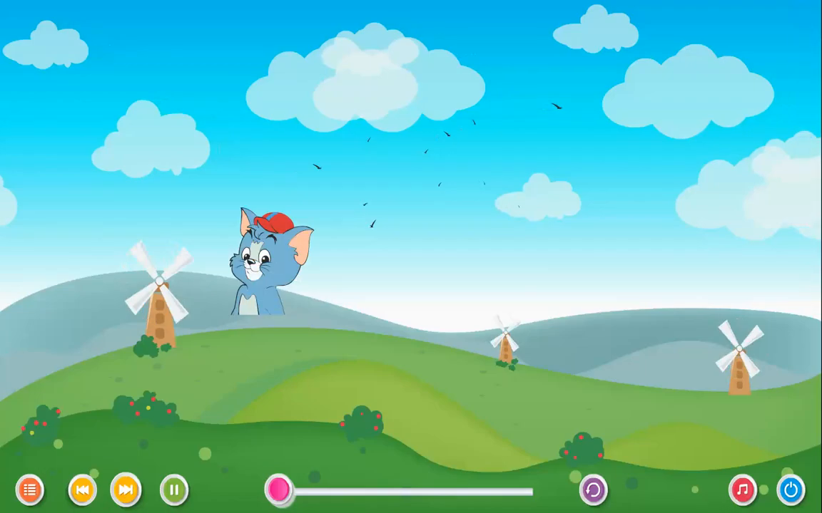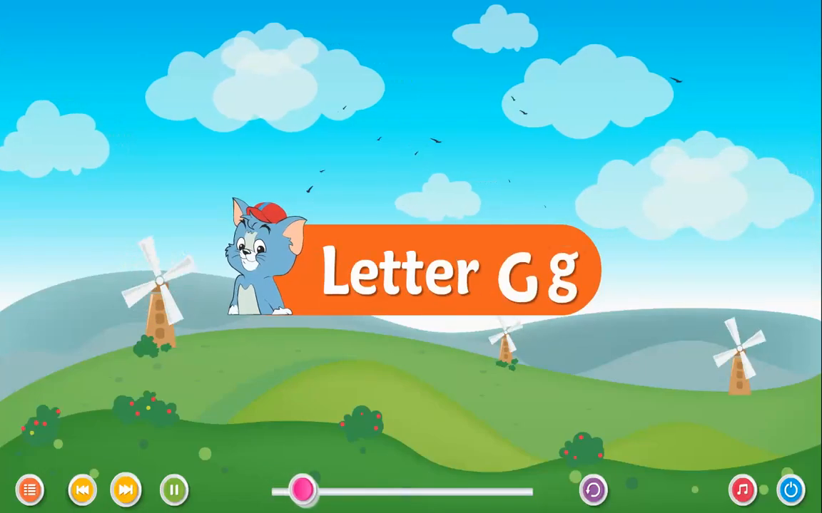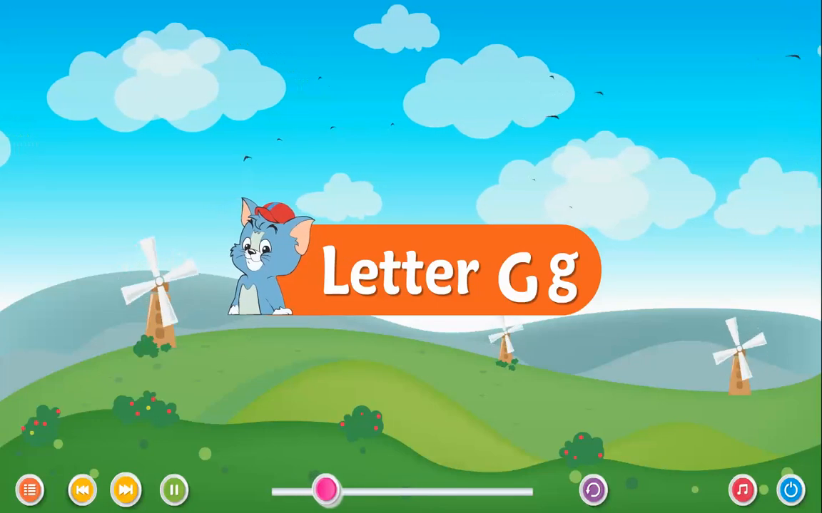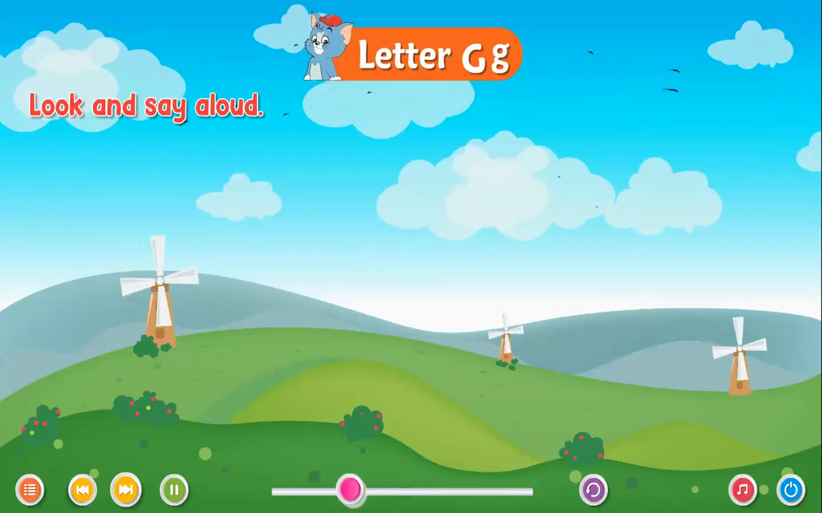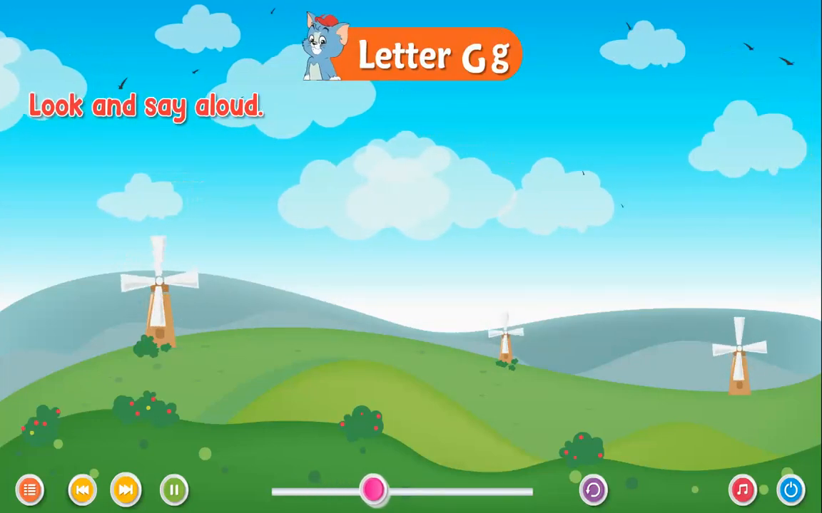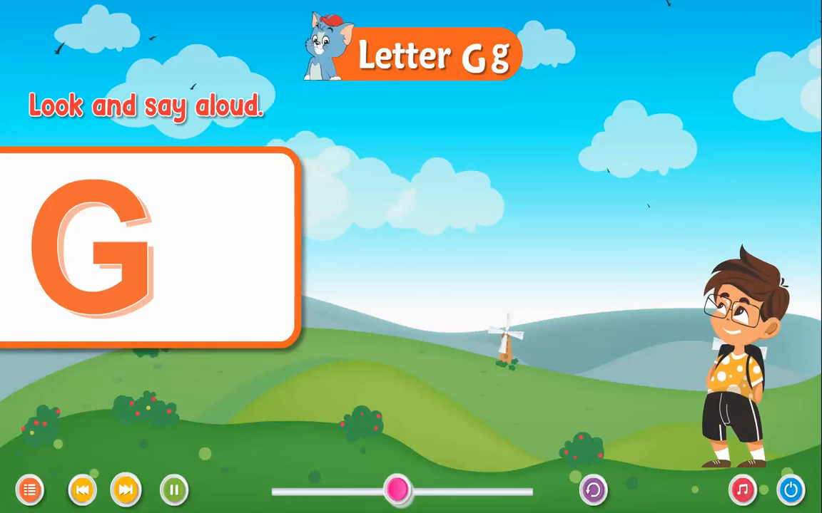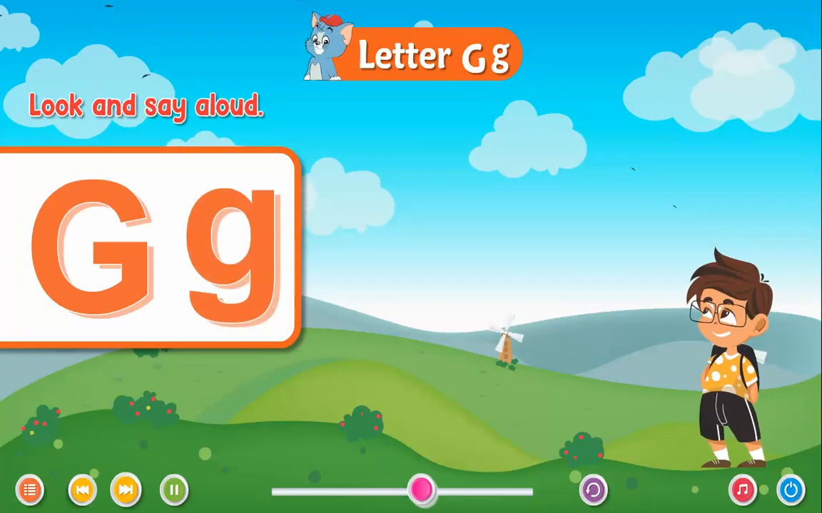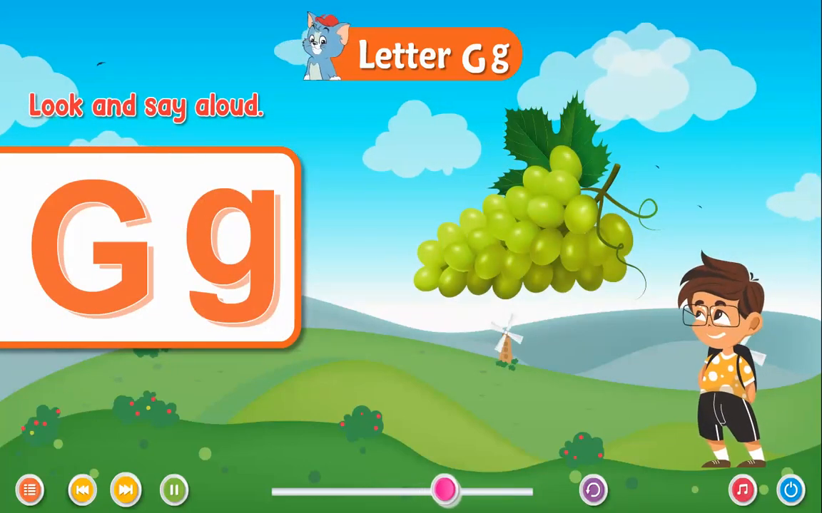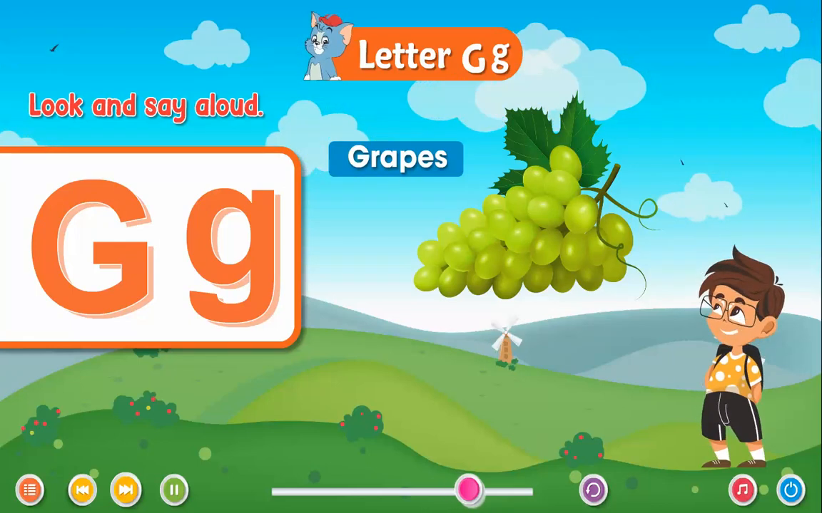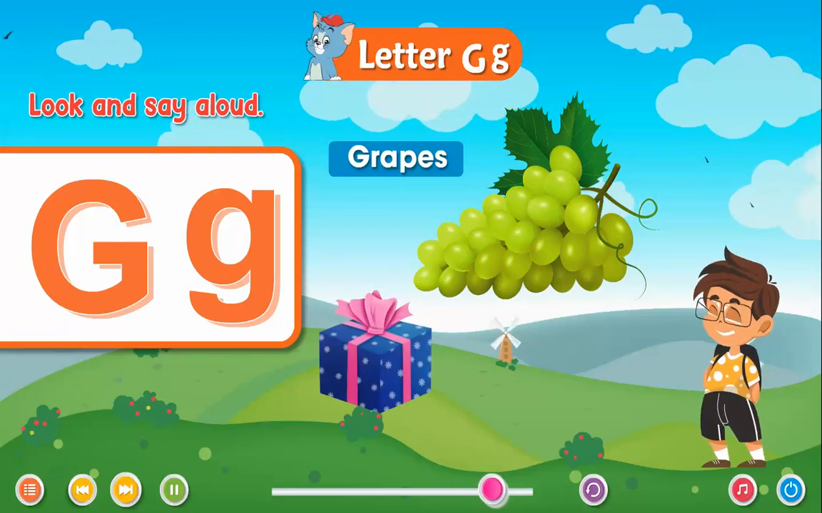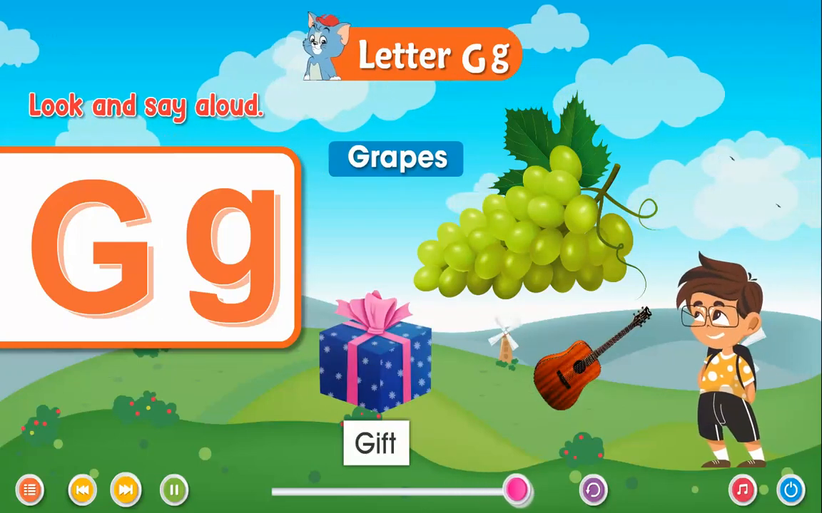Color the letter capital G, small g. Look and say aloud. Capital G, small g. G for grapes. G for gift. G for guitar.